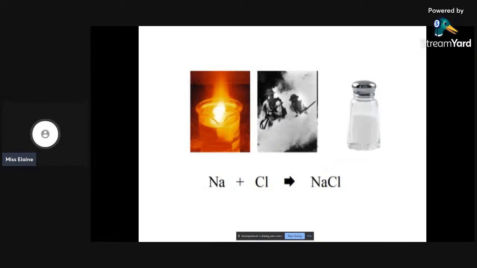An example of compounds, we have here Na. Na means sodium. Then Cl means what? Chlorine. If these two elements react to each other, it becomes NaCl, or sodium chloride. And that is what? Salt. One element plus one element, two or more elements, means compounds.